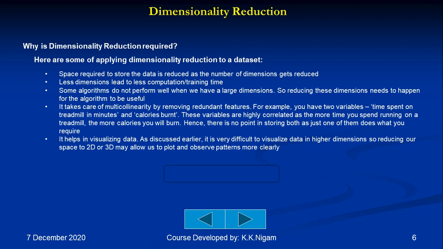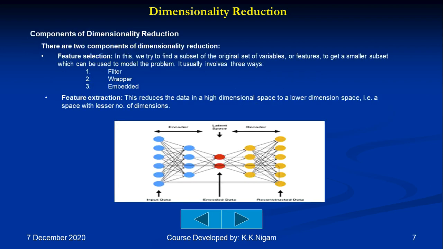Now, as discussed earlier, it is very difficult to visualize the data in higher dimensions. So reducing our space to 2D or 3D may allow us to plot and observe patterns more clearly. So there are various reasons for this. Dimensional reduction is a very useful option available so that you can get your job done as quickly as possible.